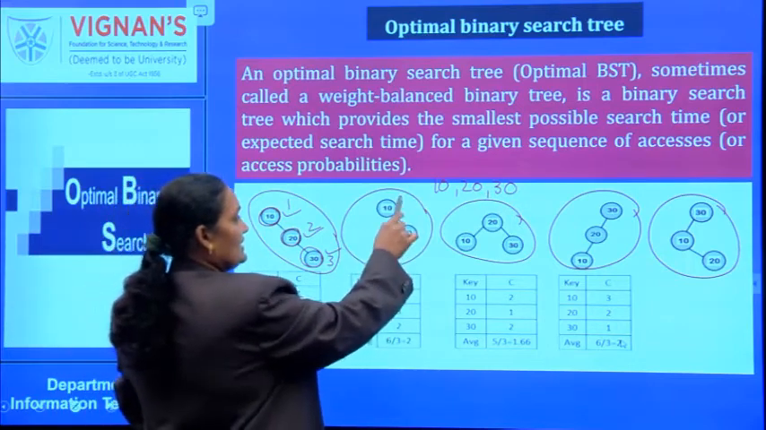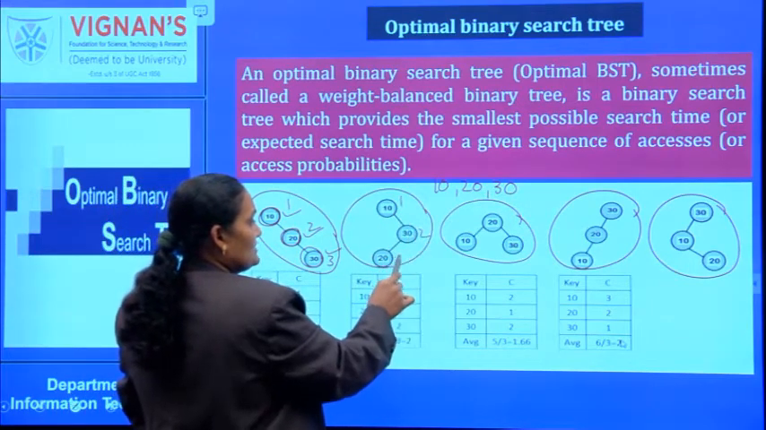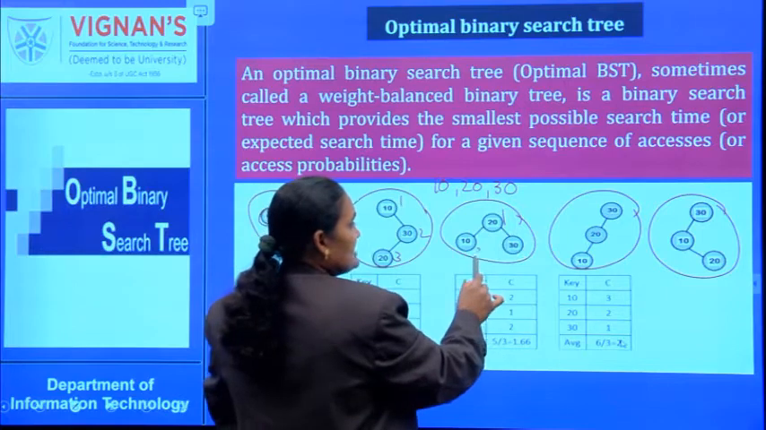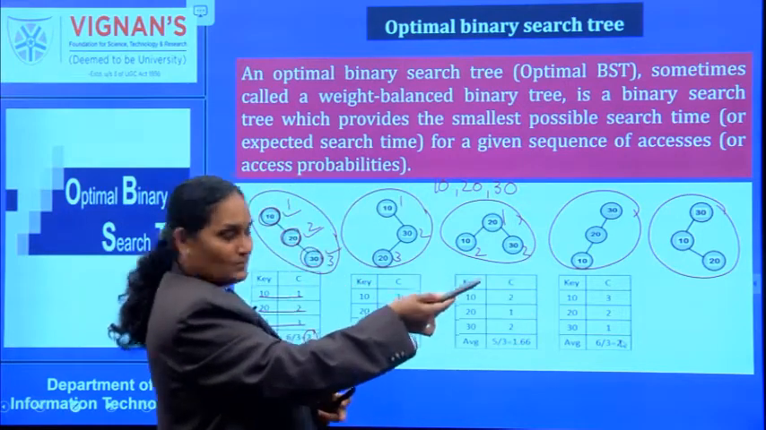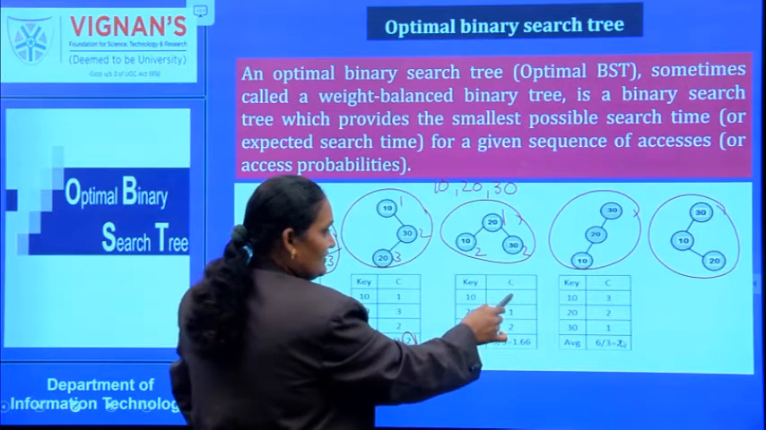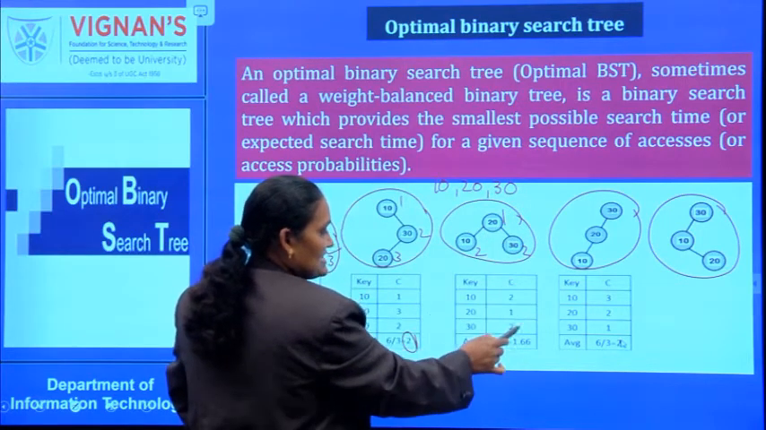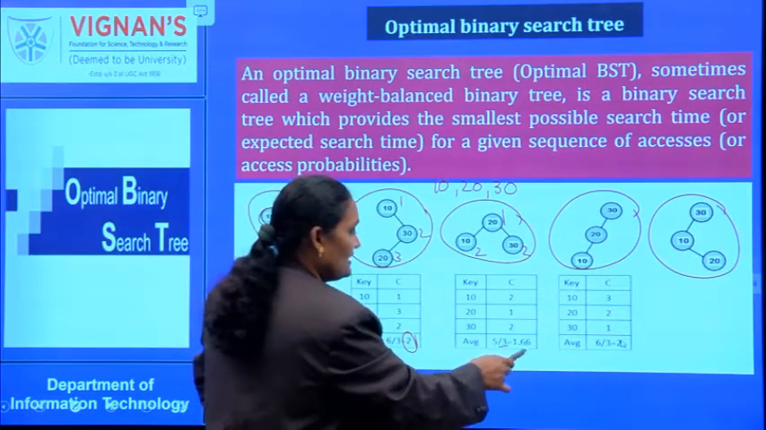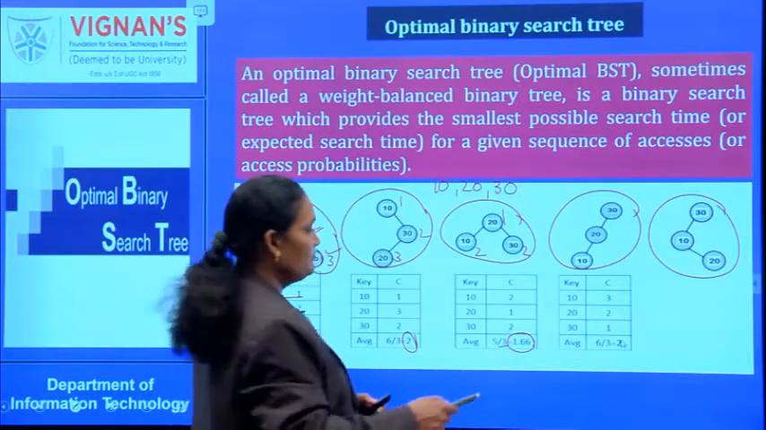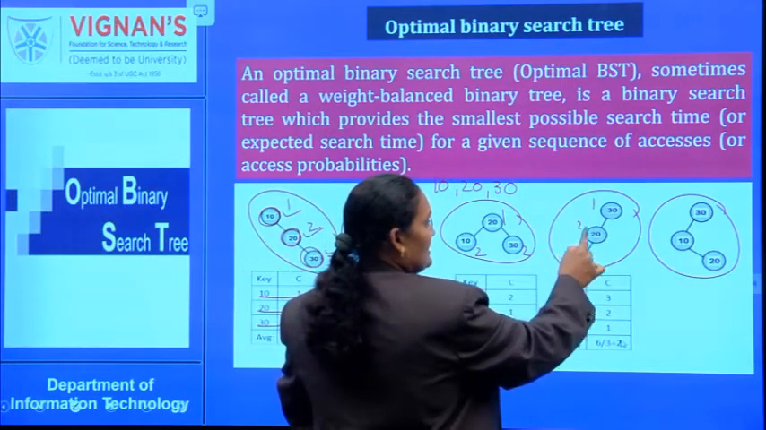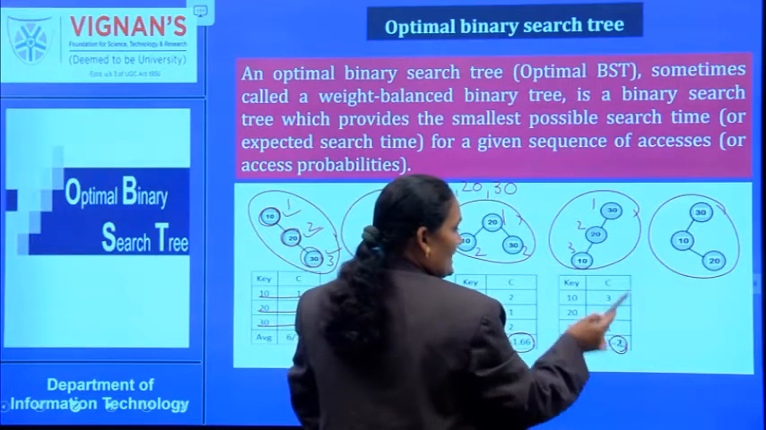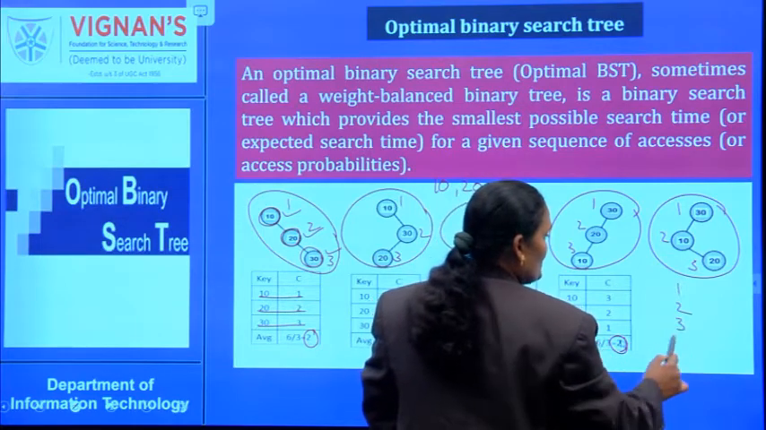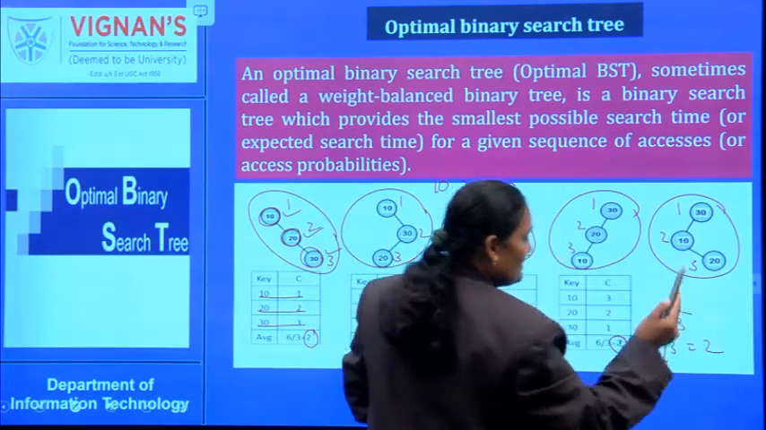Now if you observe this one, this is in level 1, this is in level 2, this is in level 3. The average value is 2. If you observe this one, this is present in level 1 and these 2 nodes are present in level 2. That is, 10 is present in level 2, 20 is present in level 1, 30 is present in level 2. The total value is 2 plus 2 plus 1, which is 5. 5 by 3 is 1.66. In the same way, for this one, level 1, level 2, level 3 gives an average value of 2. In this case also, level 1, level 2, level 3, 1 plus 2 plus 3 is 6, and 6 by 3 gives 2.